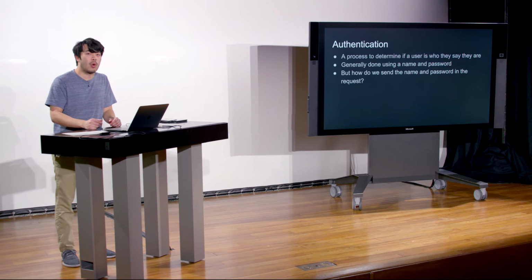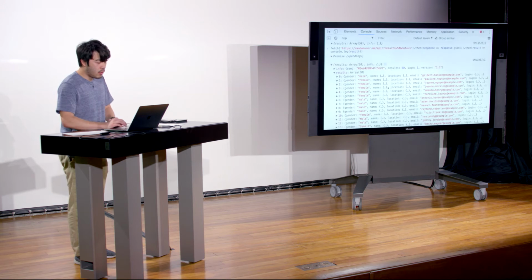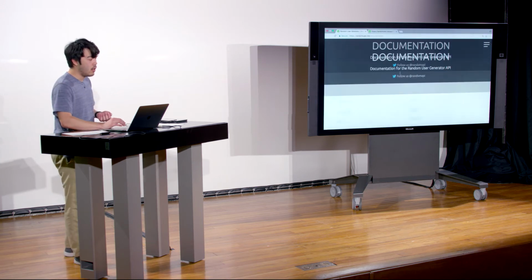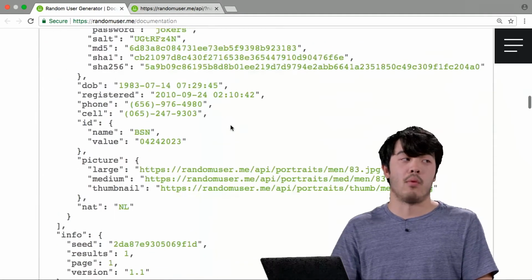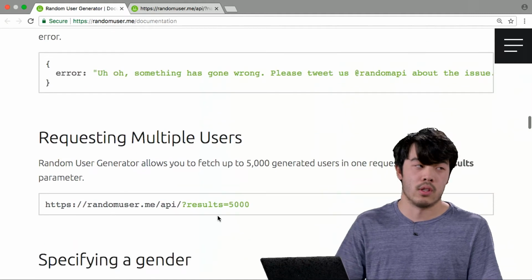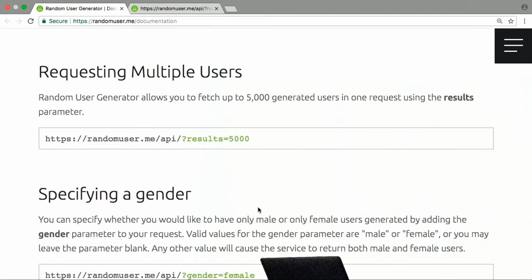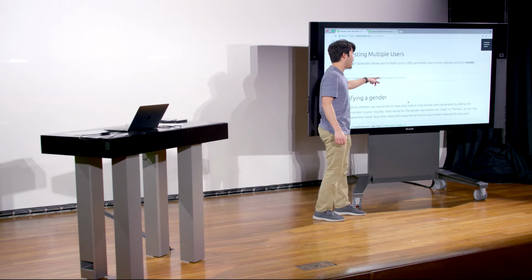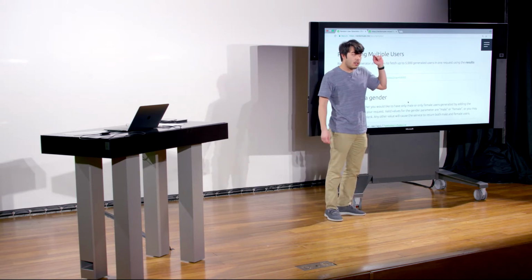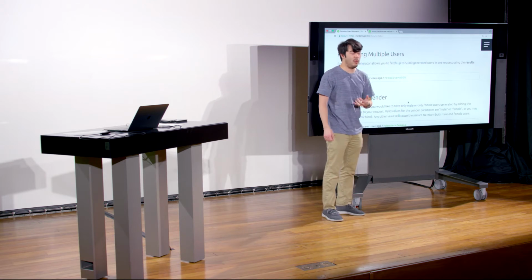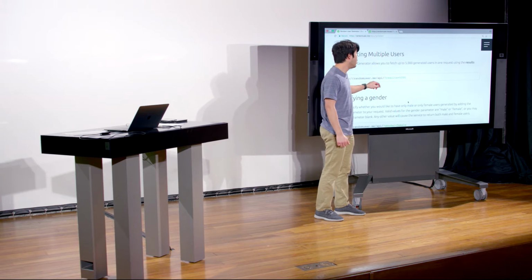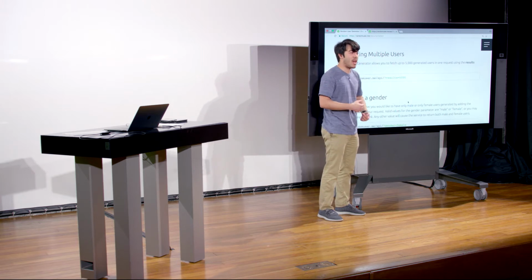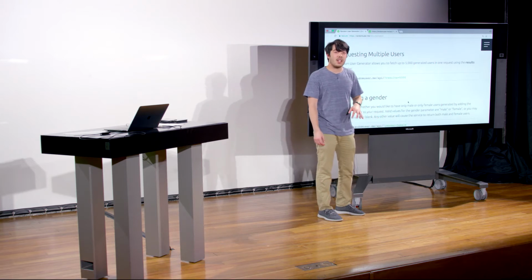But how do we actually send requests with a name and a password? The way that we configure requests in this random user generator is by adding it to the URL. And so if we wanted, say, 5,000 results, we just visit this URL here: https:// their API ?results=5000. But for authentication, that seems a little bit weird. Would we really want to do something like https:// some URL ?username=Jordan&password=mypassword? That doesn't sound very smart, right?